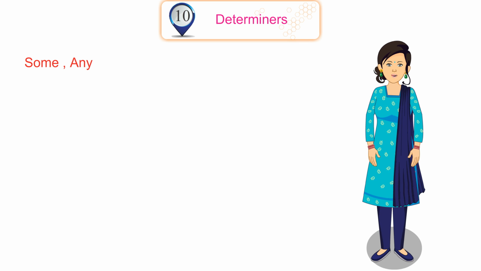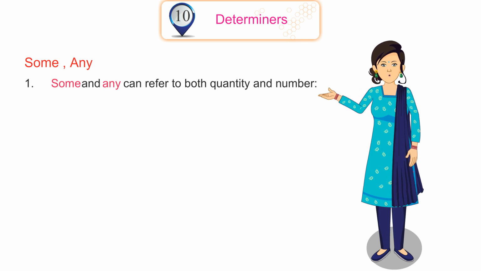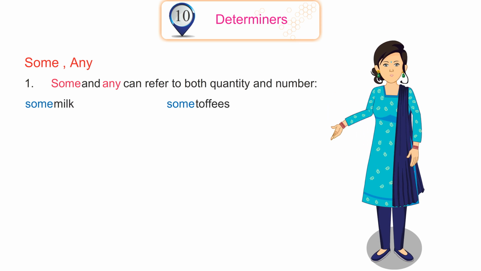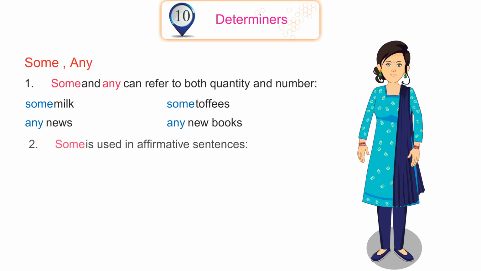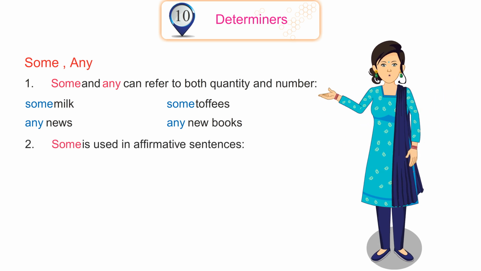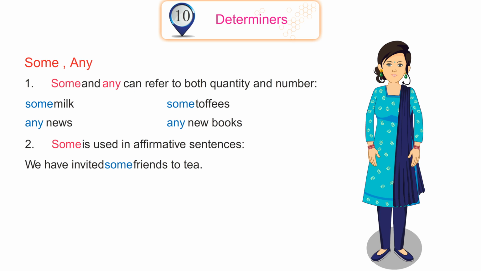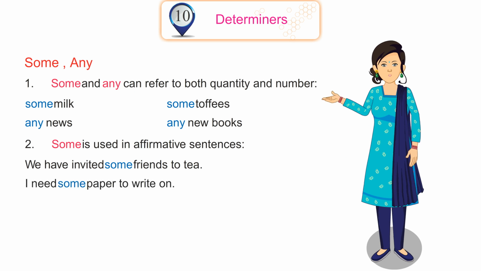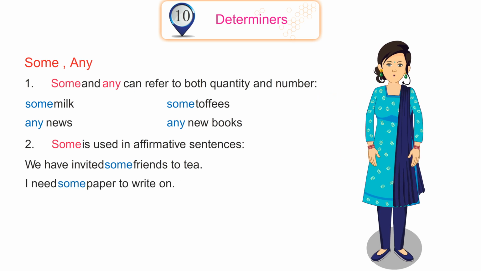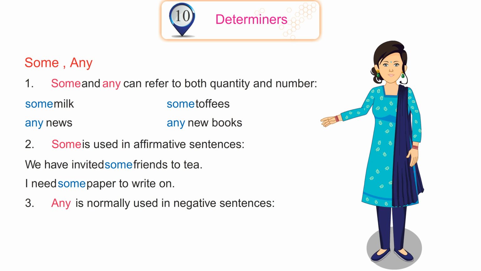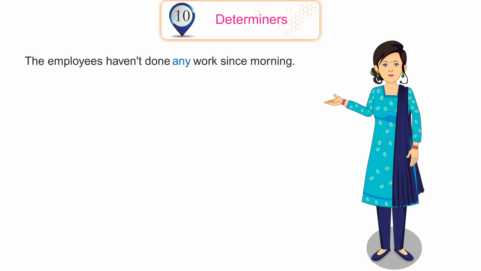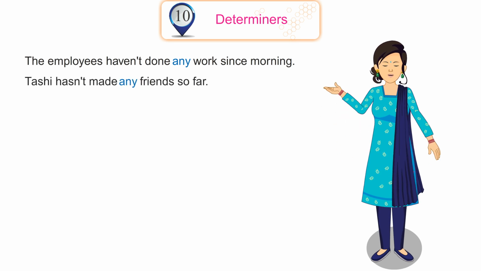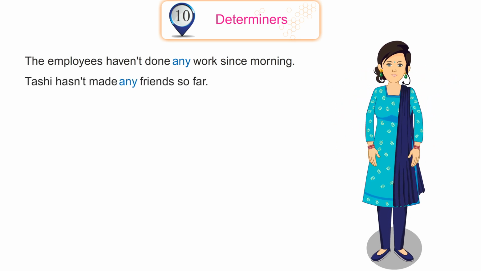Some, any. Some and any can refer to both quantity and number: some milk, some toffees, any news, any new books. Some is used in affirmative sentences. We have invited some friends to tea. I need some paper to write on. Any is normally used in negative sentences. The employees haven't done any work since morning. Tashi hasn't made any friends so far.